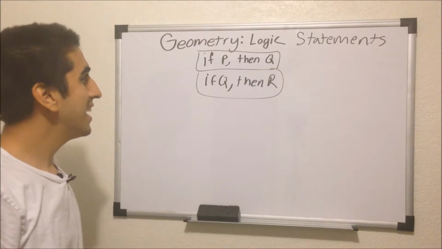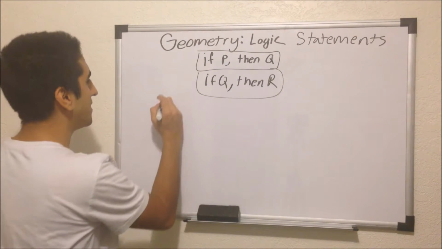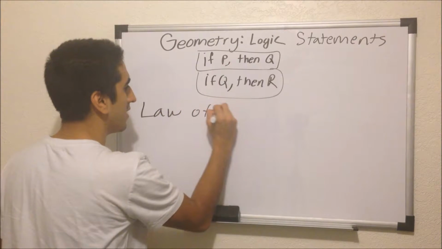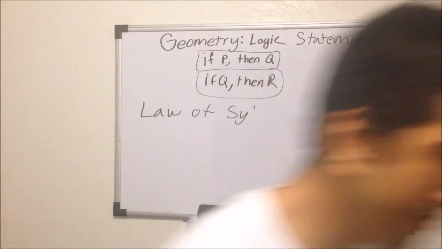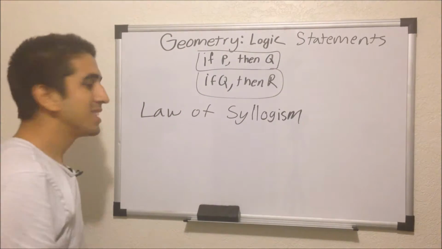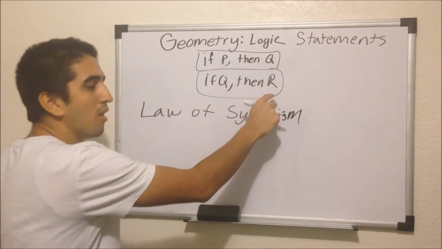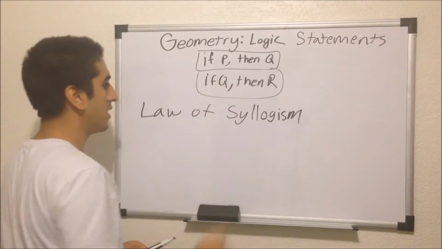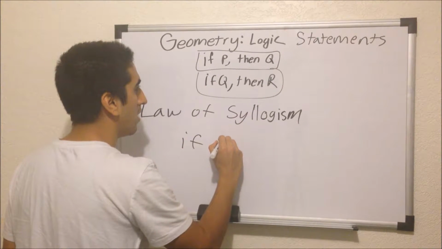So next we're going to be talking about the law of syllogism. The law of syllogism takes two conditional statements, if P then Q, if Q then R, and just takes out the middle. It takes out this. So it's going to be if P then R.